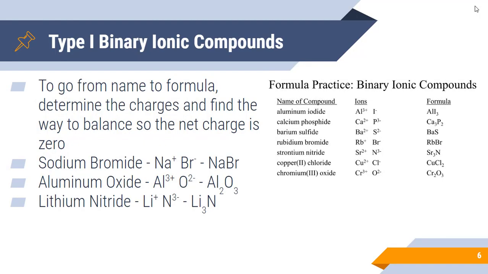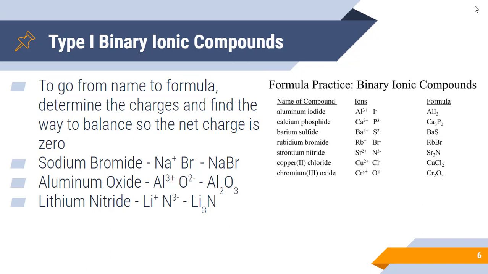Now, to go from the name to the formula, remember we need to determine the charges. Remember your plus 1, plus 2, plus 3, plus or minus 4, minus 3, minus 2, minus 1, 0. You need to utilize those and find the way to balance so that the net charge is equal to 0. So, for example, sodium and bromine. Sodium is a positive charge, bromine is a negative. Well, the plus and negative cancel out. We get NaBr. Aluminum is a plus 3, oxygen is a minus 2. In order to get those to balance, the least common multiple of those is 6. So we need 2 aluminums and 3 oxygens to get a plus 6 and a minus 6.